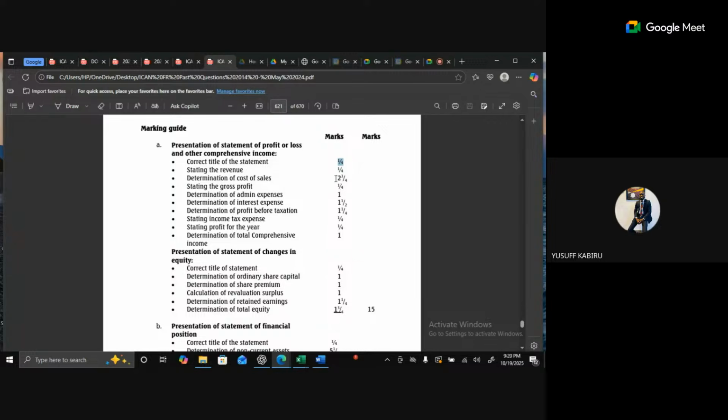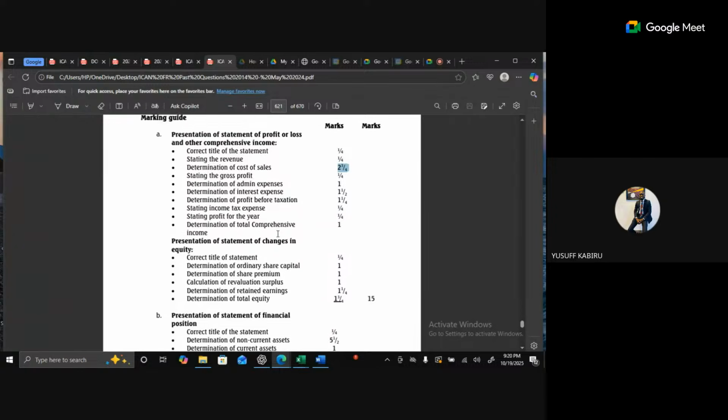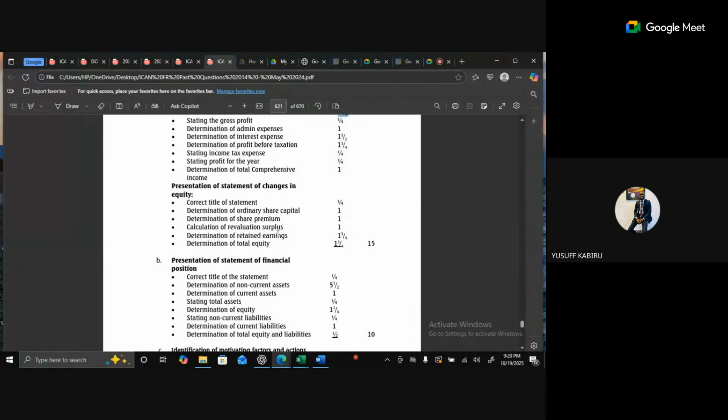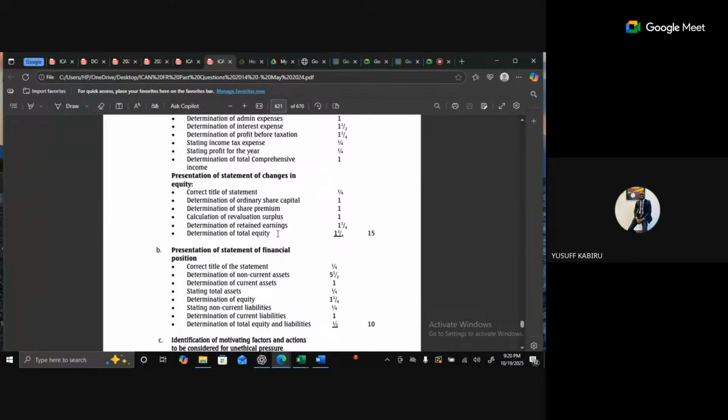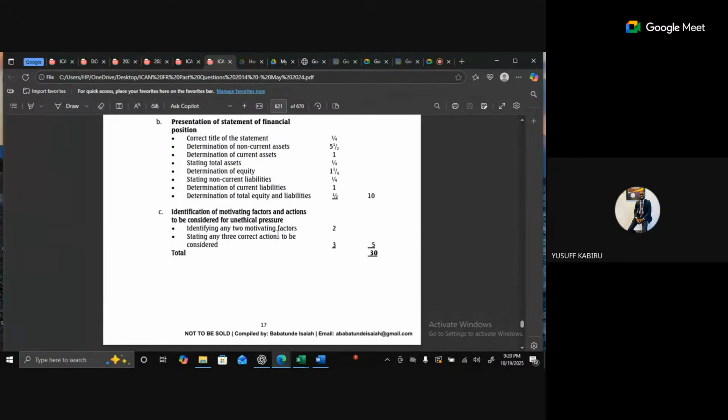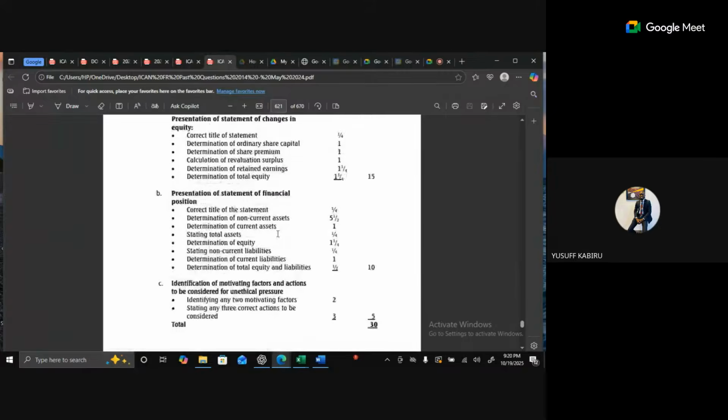Determination of cost of sale. This one carries 2 more marks. Why? Because it has an adjustment, right? Same thing with admin and these other ones. So that is how you earn marks before you even dive into the additional information. Because once you dive into that additional information first, you might waste a lot of time there. So I wanted to mention this before we dive in. So just take note of it.